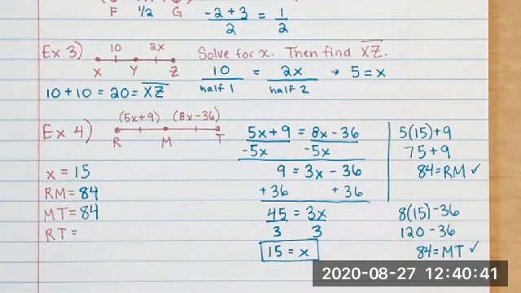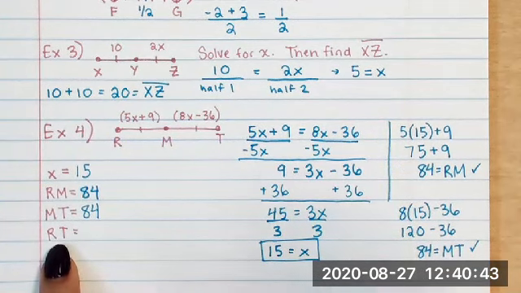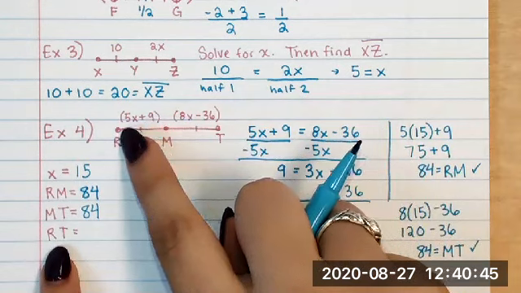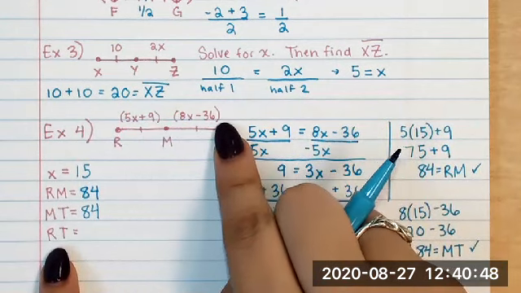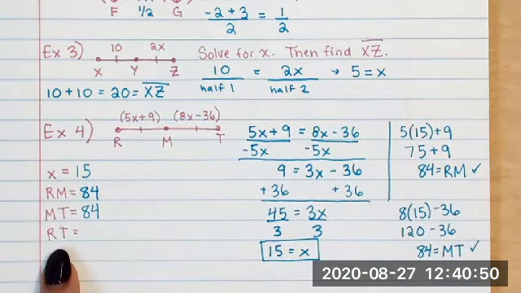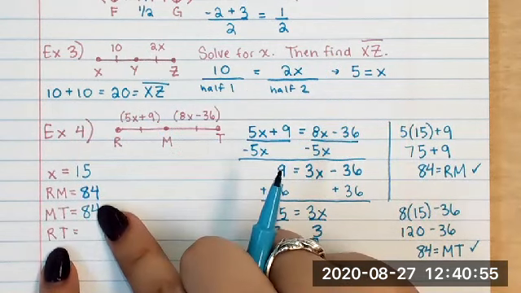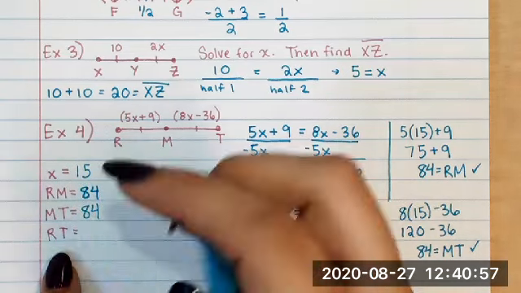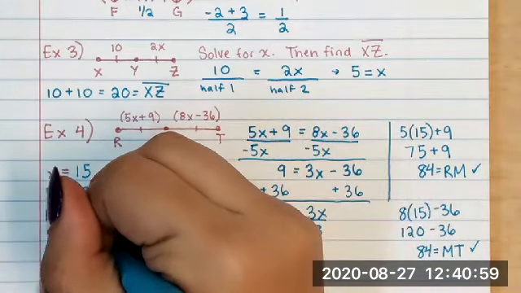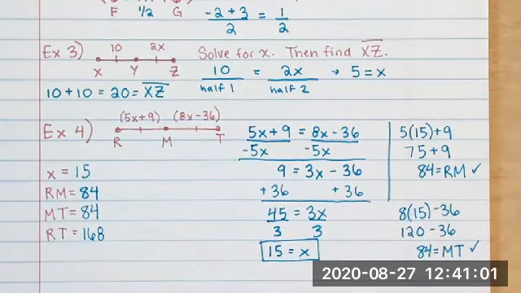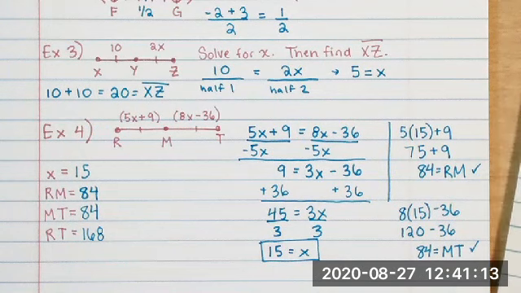And lastly, RT. Now I could plug into 5x plus 9 equals 8x minus 36 and solve a really long expression, but I could just add up my 2 halves. 84 plus 84 makes 168. So there was an example of a pretty complicated one, and hopefully that's helpful for you guys as you head forward to do your assignment for today.